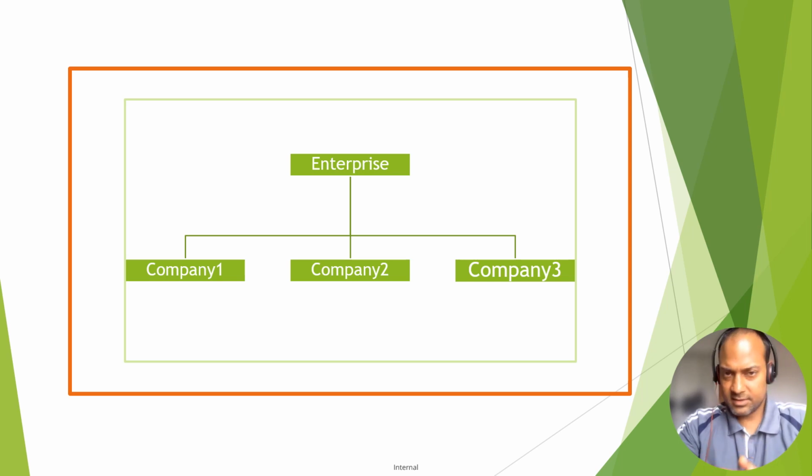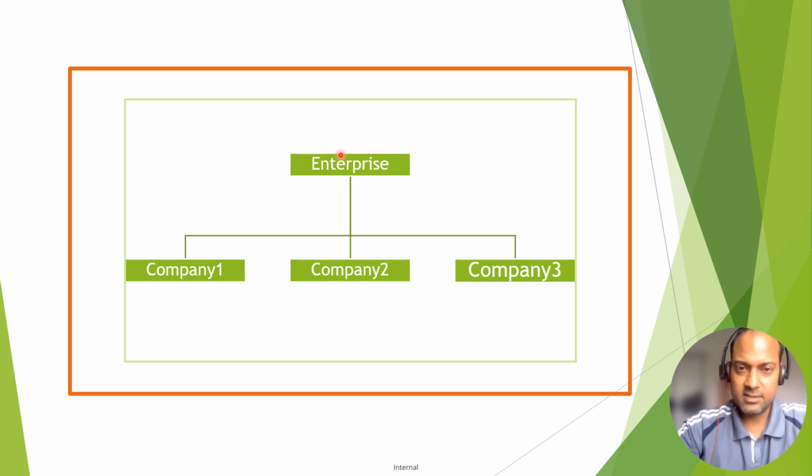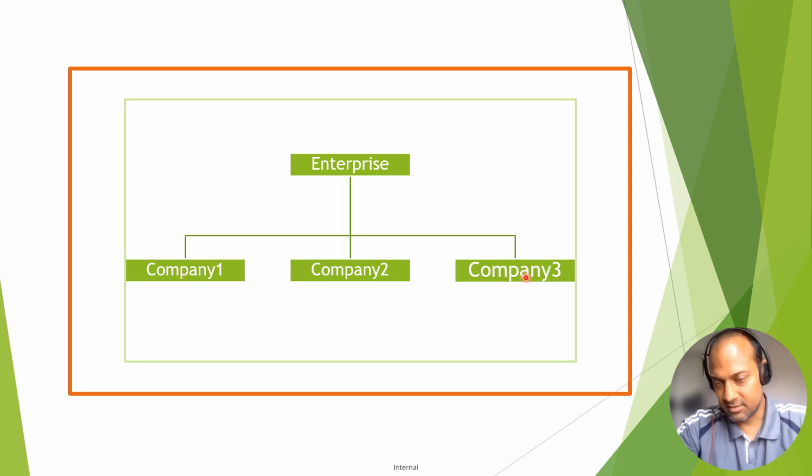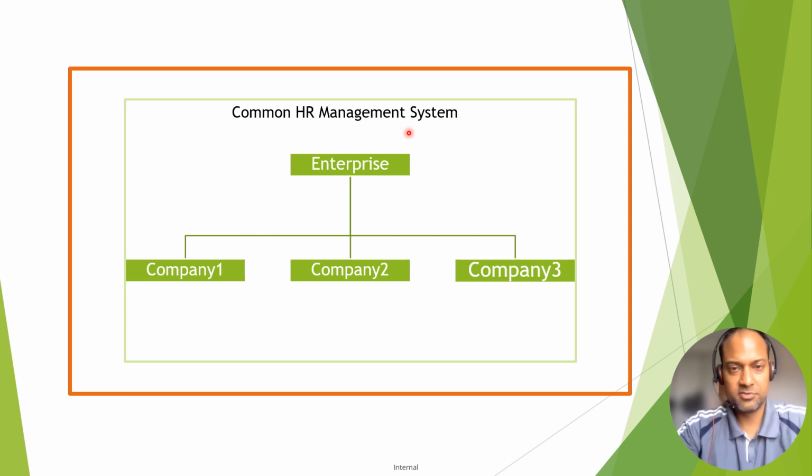Now understand it this way. We have one enterprise that has three sister concern organizations or companies. All those companies are driven by a common HR management system: the hiring, the leave management, the timesheet filling, the vacation pay, and everything is driven by the common HR management system. So let's say company one, company two, and company three are all following the same HR practices and the same management system for hiring.